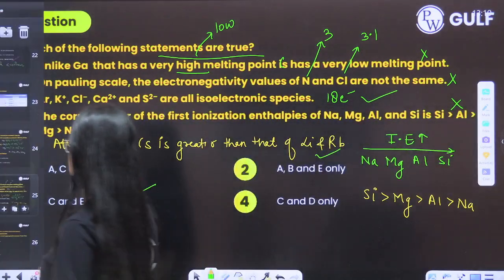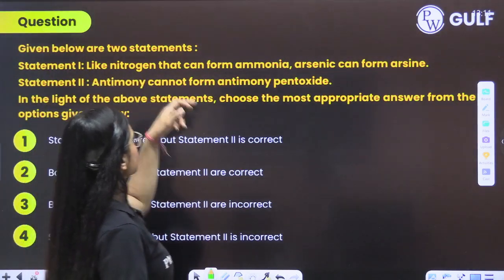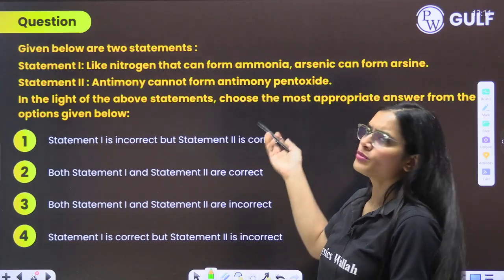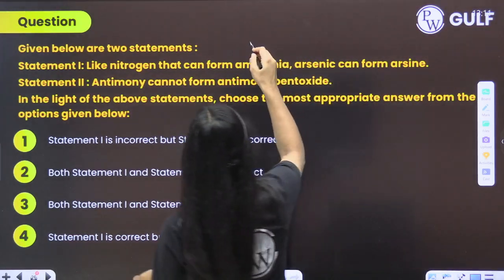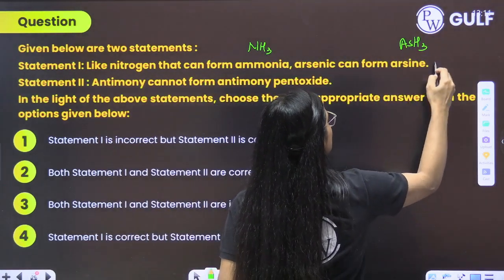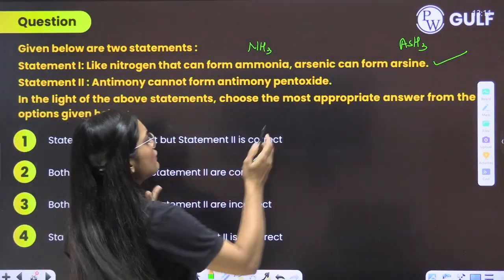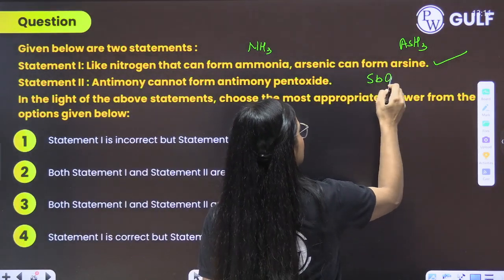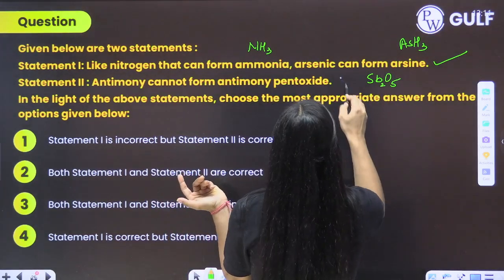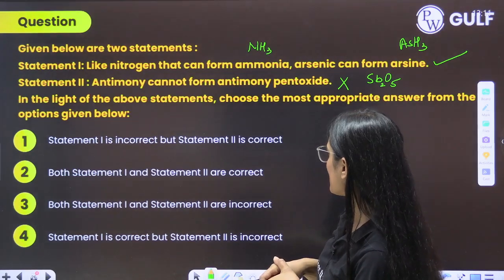Next one. Given below are two statements. Statement 1: like nitrogen that can form ammonia, arsenic can form arsine. Yes, nitrogen can form ammonia, NH3, and arsenic can form arsine, that is AsH3. This is true. Statement 2: antimony cannot form antimony pentoxide. No, antimony can form antimony pentoxide, Sb2O5. Sb2O5 exists, but they are saying cannot form. So this is wrong. Statement 1 is true and statement 2 is wrong.